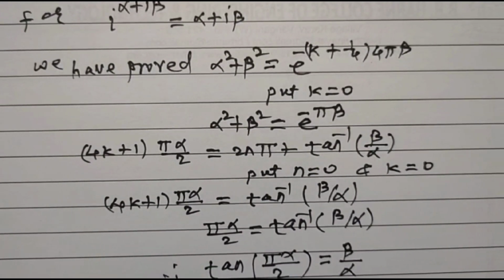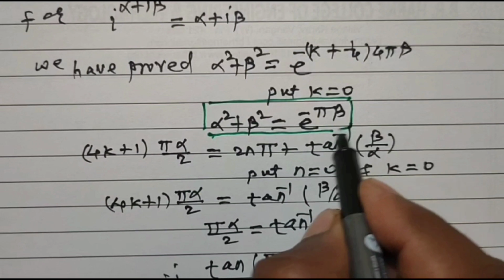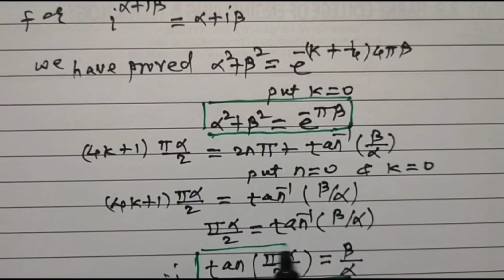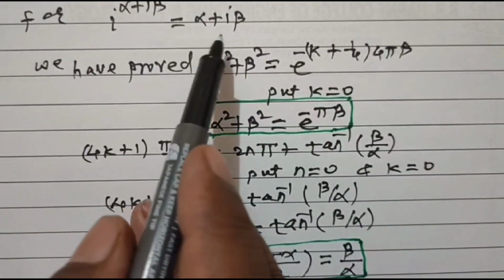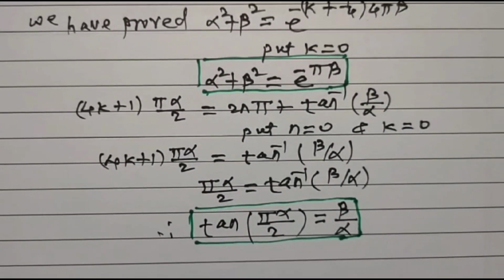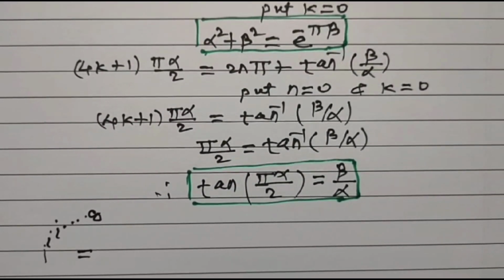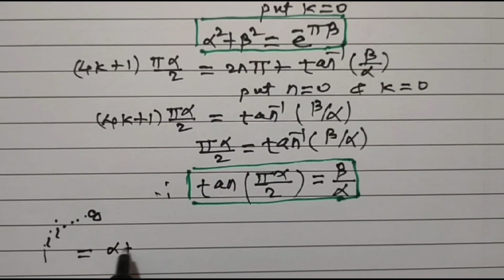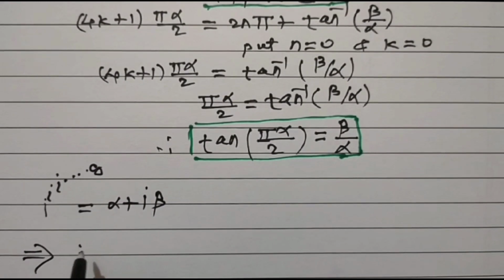Okay, let us consider these two results: result number 1 and result number 2. These two results we have obtained for i to the power alpha plus i beta is equal to alpha plus i beta. Now our statement is i to the power i to the power up to infinity is equal to alpha plus i beta. This is given, and this is nothing but alpha plus i beta. We are considering base i. Then i to the power alpha plus i beta is equal to alpha plus i beta.